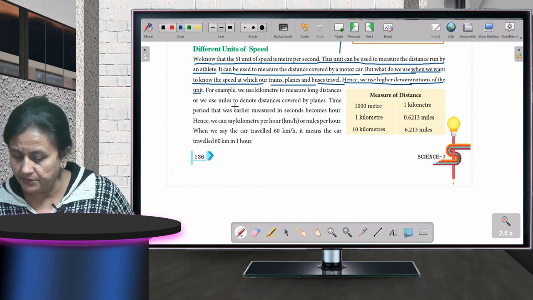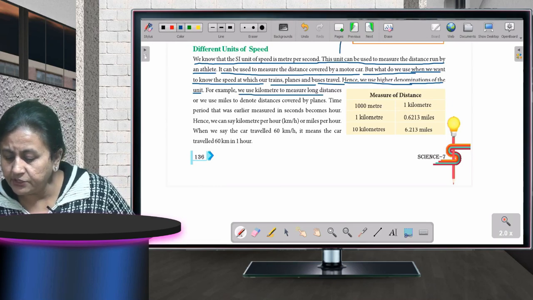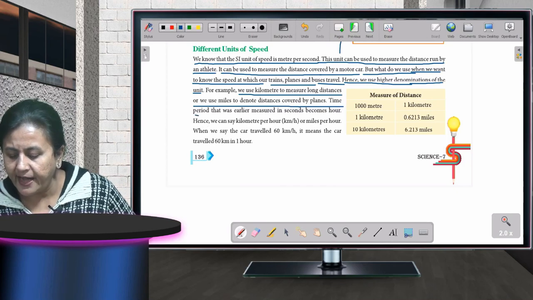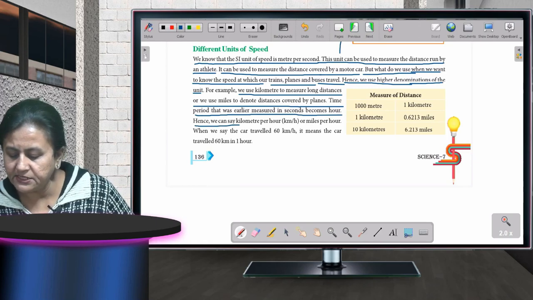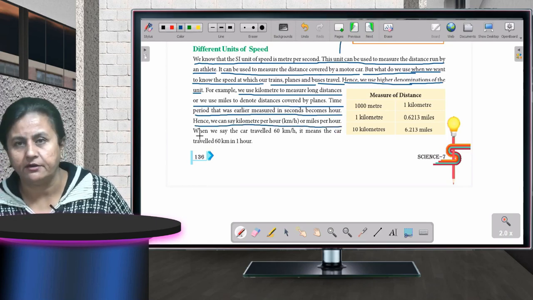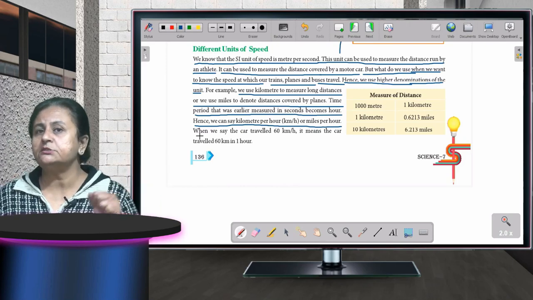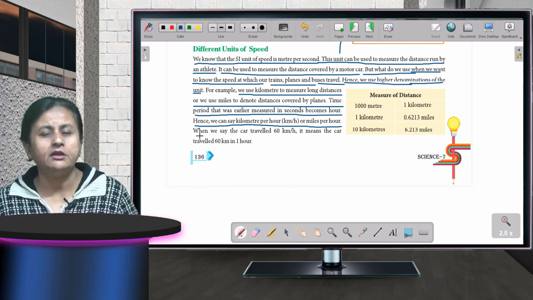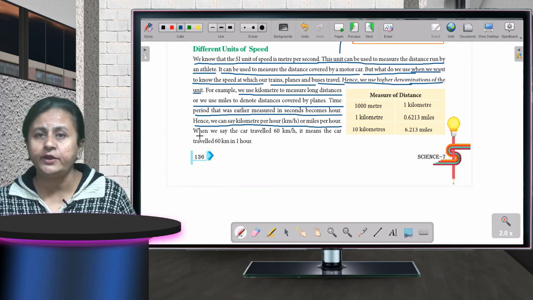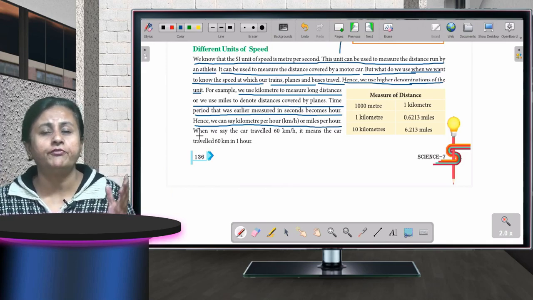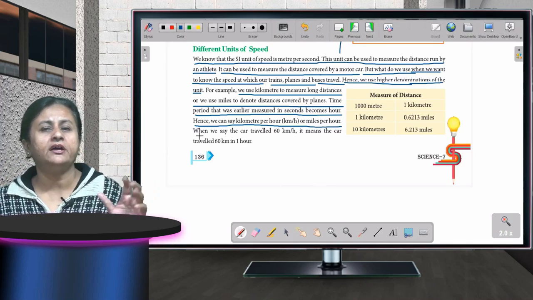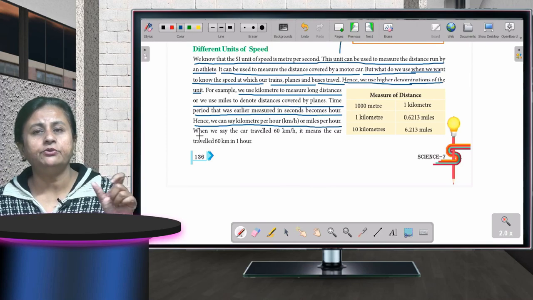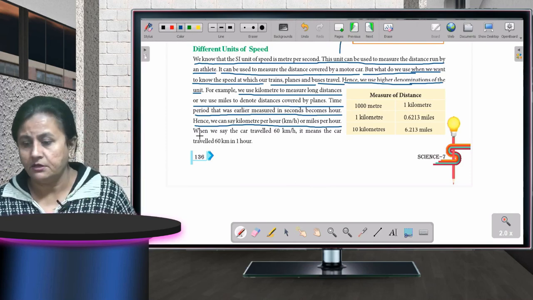Fine, children? So we use kilometers to measure long distances, or we use miles to denote distance covered by planes. The time period that was earlier measured in seconds becomes hours. Hence, we can say kilometer per hour or miles per hour. Earlier, because the distance was small, the denomination was small. Now, the distance traveled by trains and buses, different means of transport, is quite long, so the denominations also go up. So the standard unit becomes kilometer per hour. Fine, children?